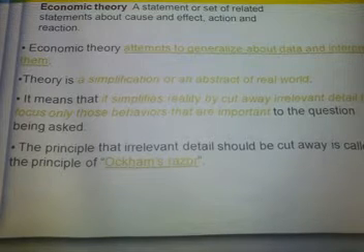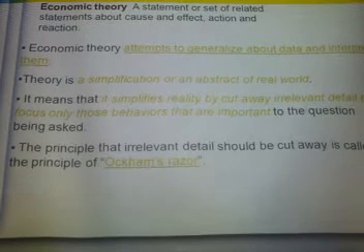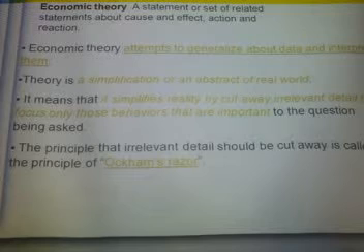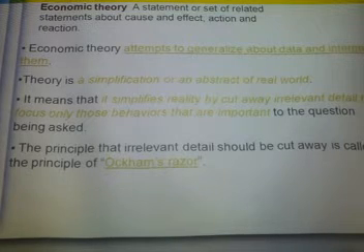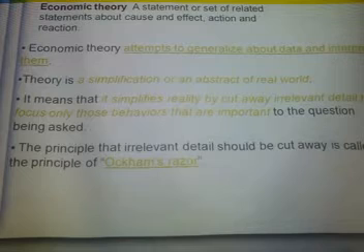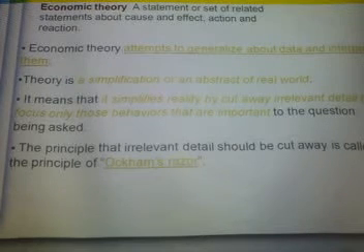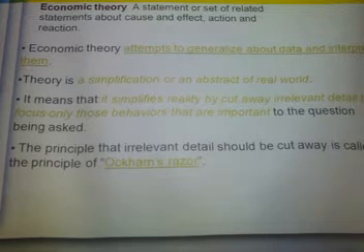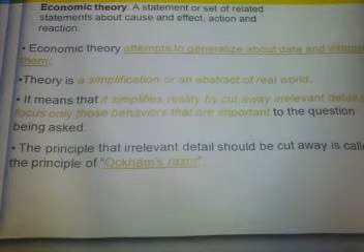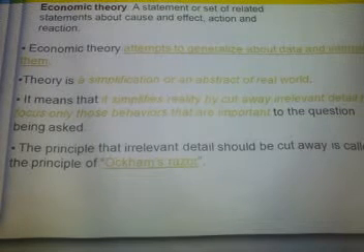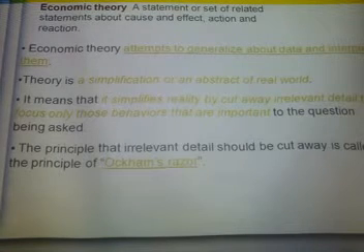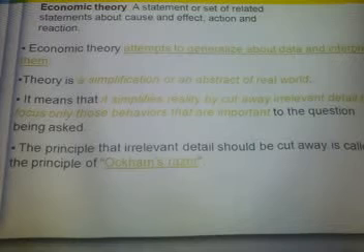Economic theory is a statement or set of related statements about cause and effect, action and reaction. Economic theory attempts to generalize about data and interpret them. Let me clarify this. Economic theory is that you use the existing theory and apply it to the real world to make it easier to understand what happened in the real world, and the theory can be used in this way, that way. Now let me explain more.